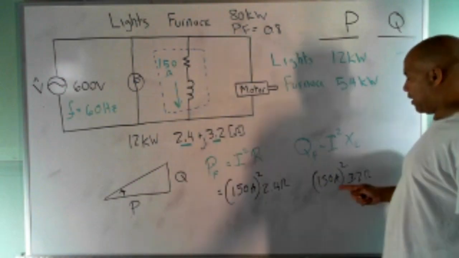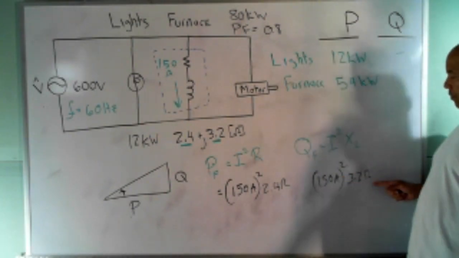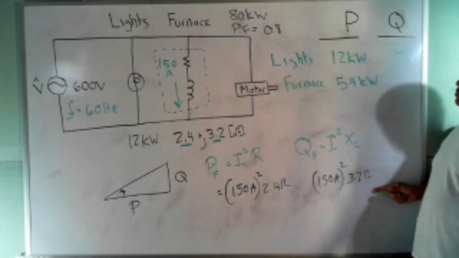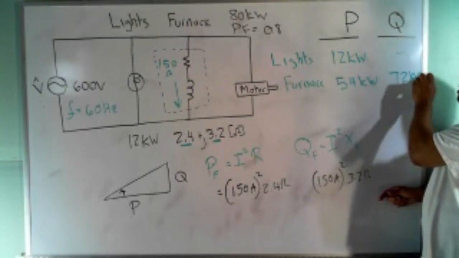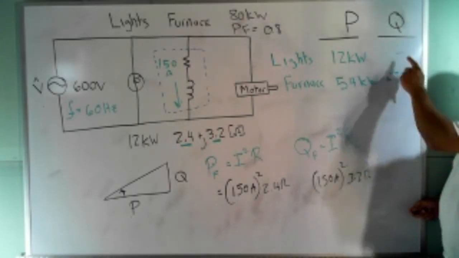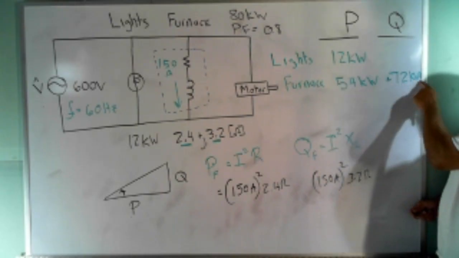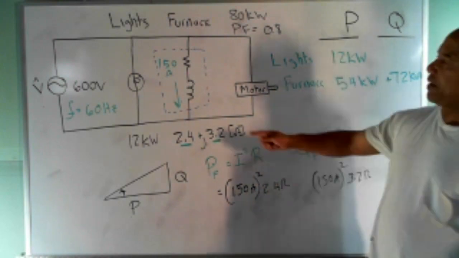And then give me I squared times 3.2. That's the reactive power. How much is that? 72 kilowatts for that one. That'll be kilovar, right? My bad, yes. And it's inductive, so it's a plus sign there, right? So we got 54 kilowatts and 72 kilovars. You can't see it, but that's kilovar. And so that takes care of this.